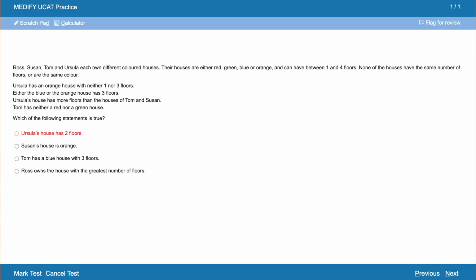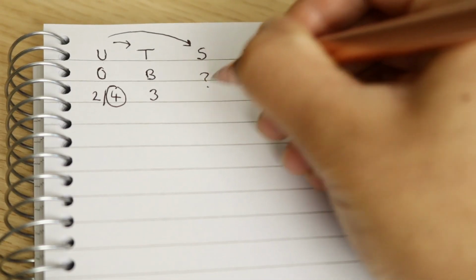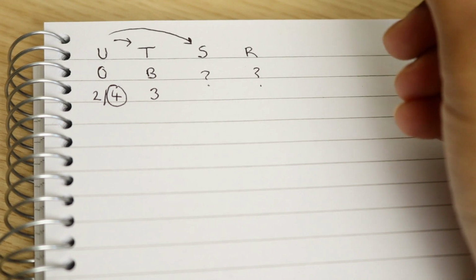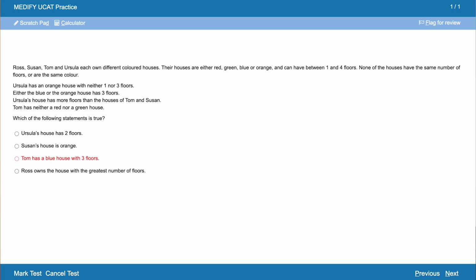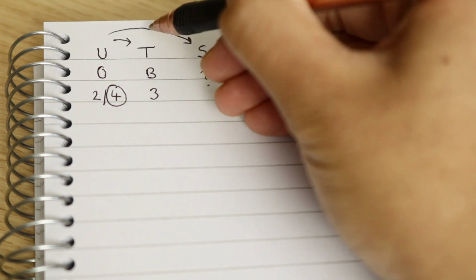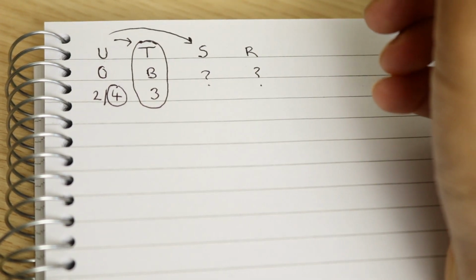And now if you look at the first answer, we can disregard this as it says Ursula's house has 2 floors, which is wrong. And actually now we don't even need to work out the rest of the question. This is because once you've worked out Ursula's house and Tom's house, we can see that the third answer says Tom has a blue house with 3 floors. And luckily enough, you've worked this out, so therefore you can just mark this answer and move on.